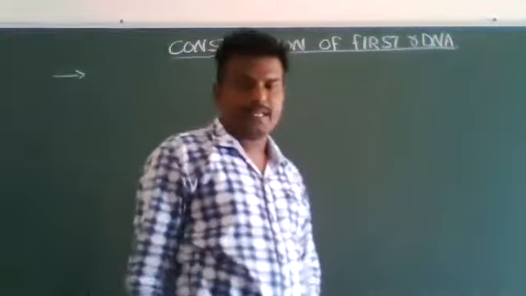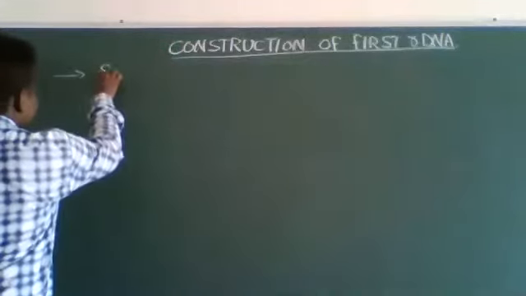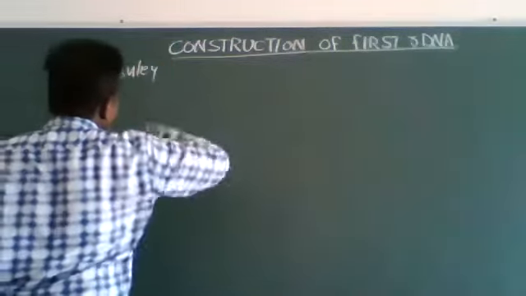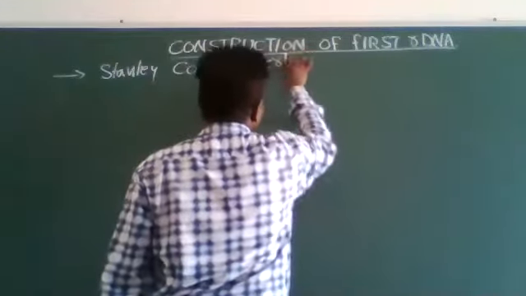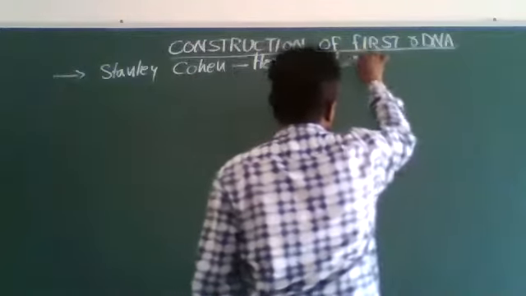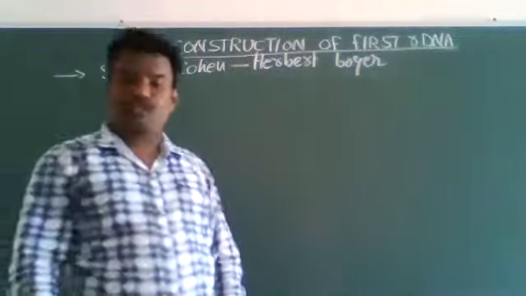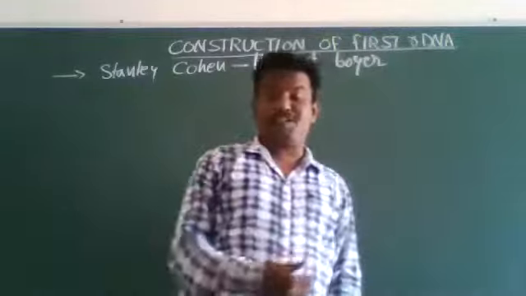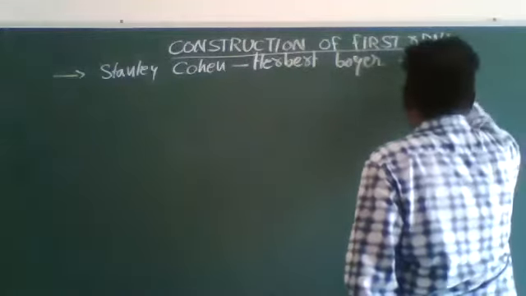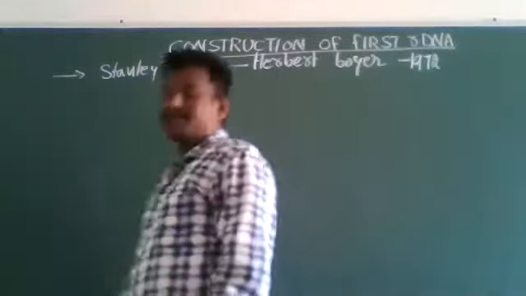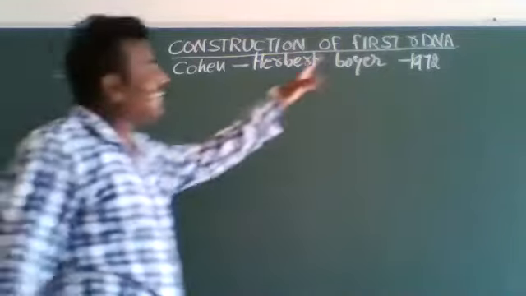For the construction, the American geneticists Stanley Cohen and Herbert Boyer accomplished, meaning finished, the construction of the first recombinant DNA in 1972. That is the first point.